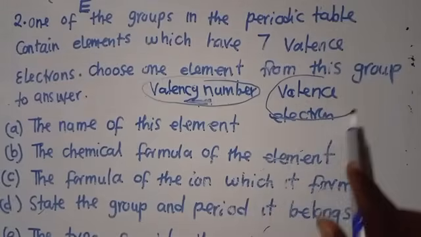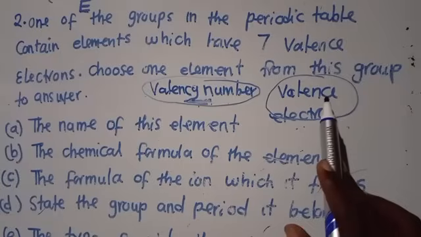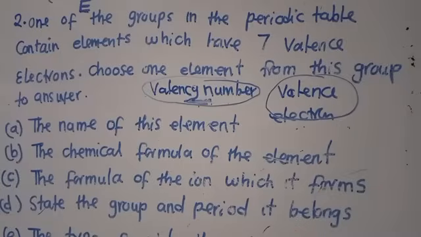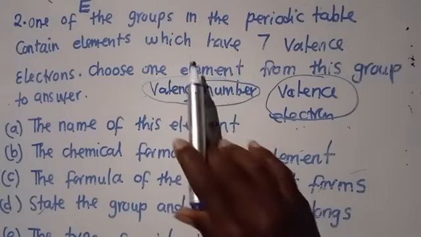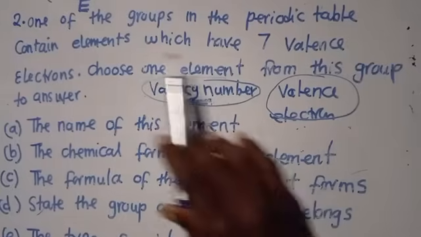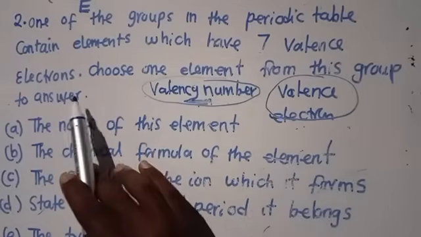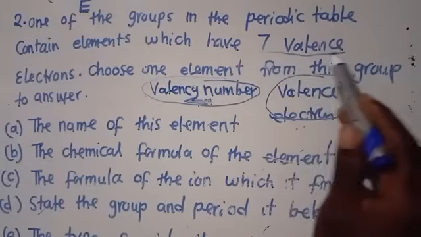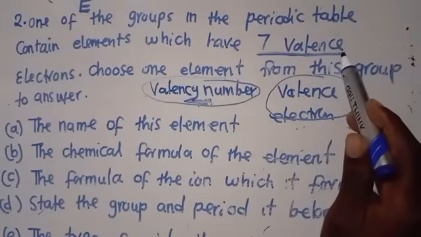Now this one is valence electron. Valence electron is just the number of electrons in the outermost shell. And I always tell you that the number of electrons in the outermost shell will determine the group of that particular element. In this case, we are told that this element is in a group which contains 7 valence electrons, which tells you it has 7 electrons in its outermost shell.